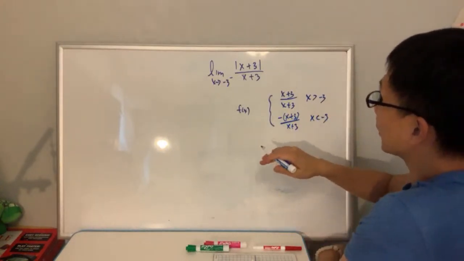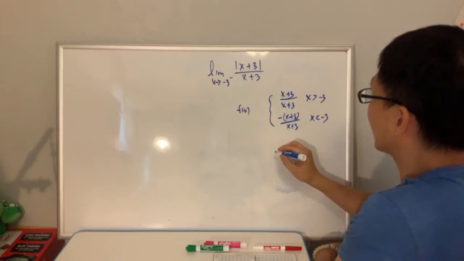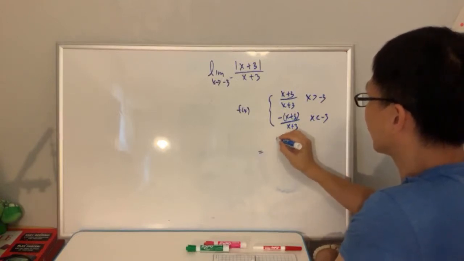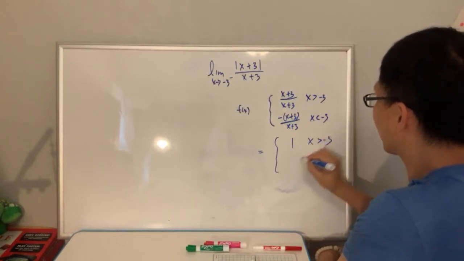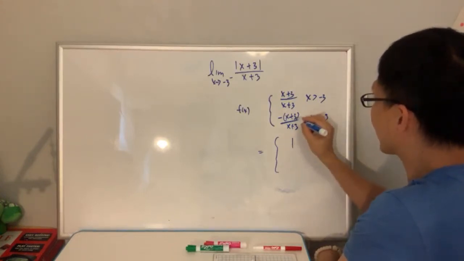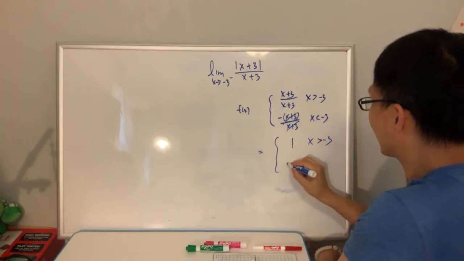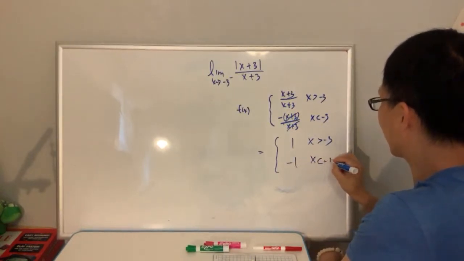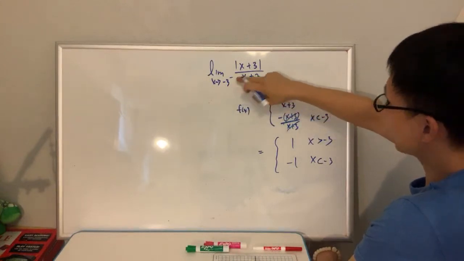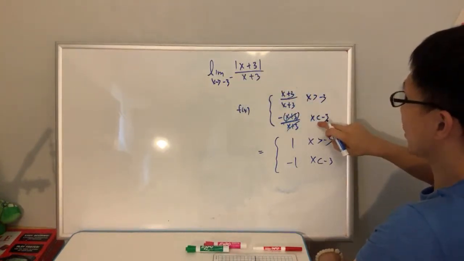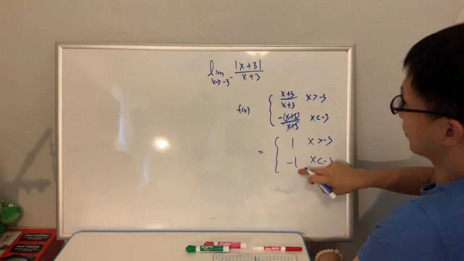Now, obviously, this one is just going to be 1 when x is greater than -3, and this one is going to cancel. If you cancel this part, it's going to give you -1 when x is less than -3. So if I'm using -3 from the left side, that means I'm using this function. That means I'm reaching the answer as -1.